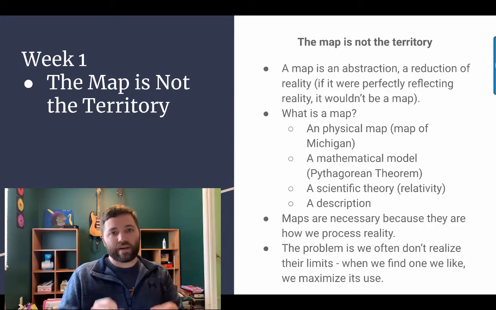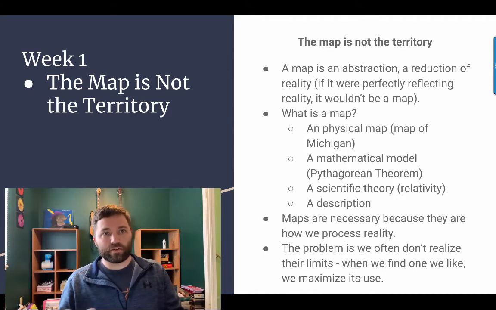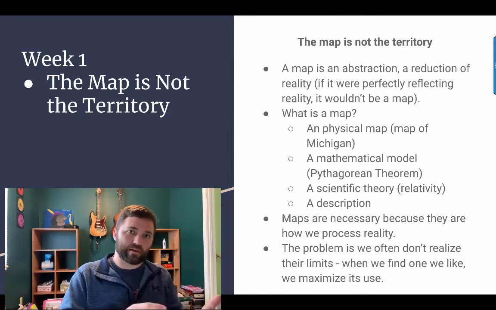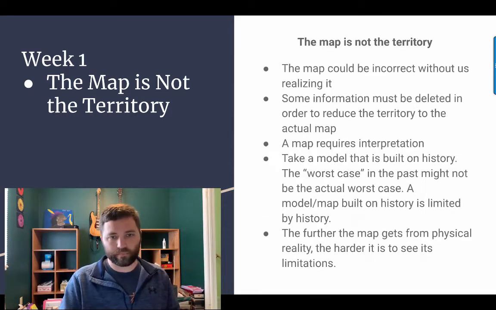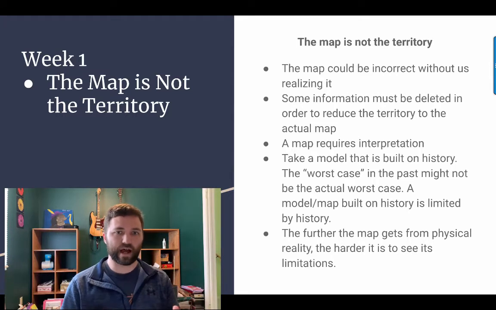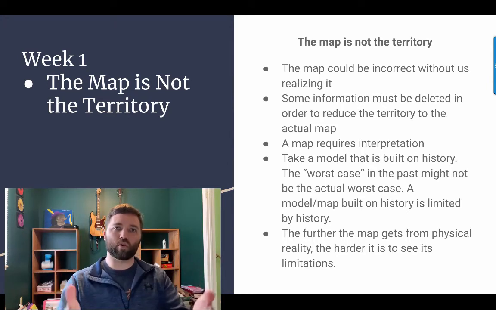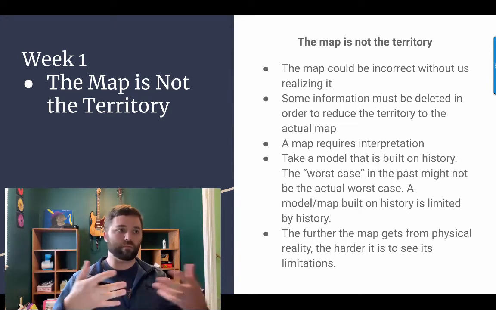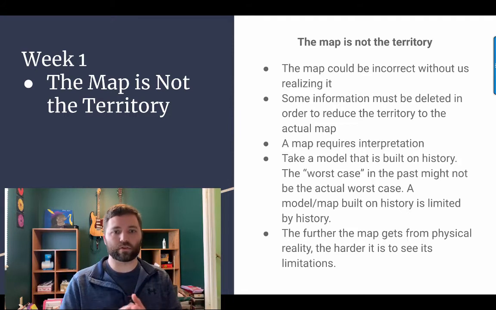So we have to have a diverse set of maps so that we can understand a diverse set of situations in reality. Okay. So here's some of the problems that you can run into with a map. And remember, we're thinking map in the general sense, not the map of Michigan sense. Any kind of tool abstraction that's designed to help you understand more complex processes or more complex situations in the world. So the map could be incorrect without us really realizing it.